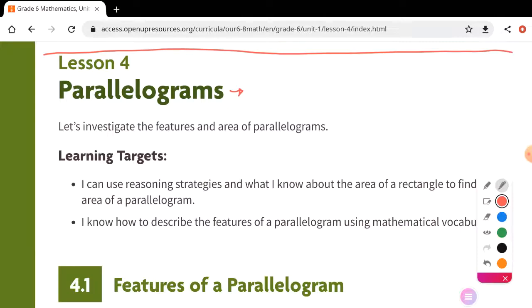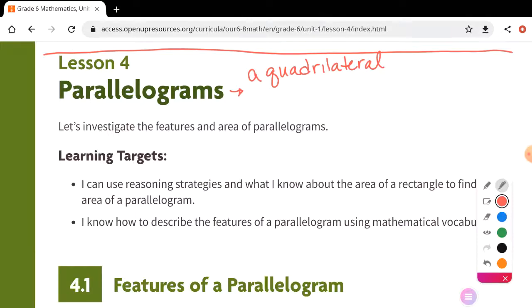Jack? A quadrilateral. Okay, let's stop there. Nate, what does the word quadrilateral mean? A four-sided shape. Okay, a four-sided figure. So a parallelogram has to be four-sided. What else?